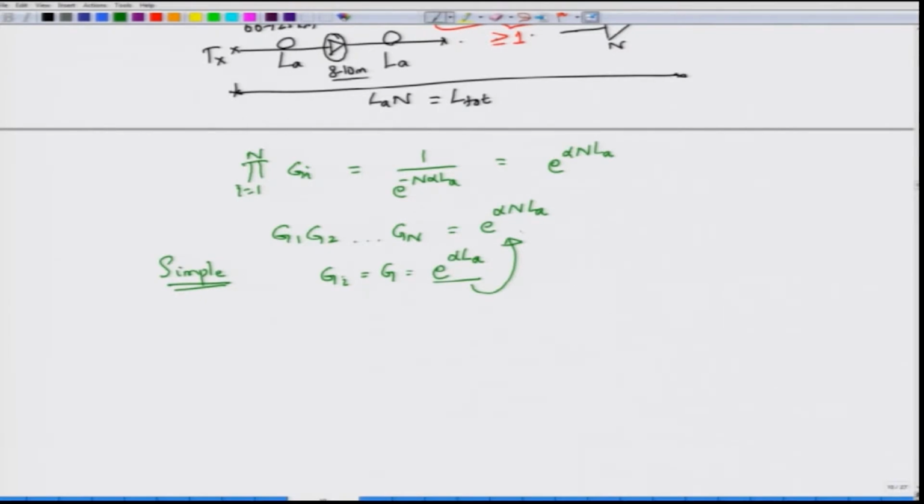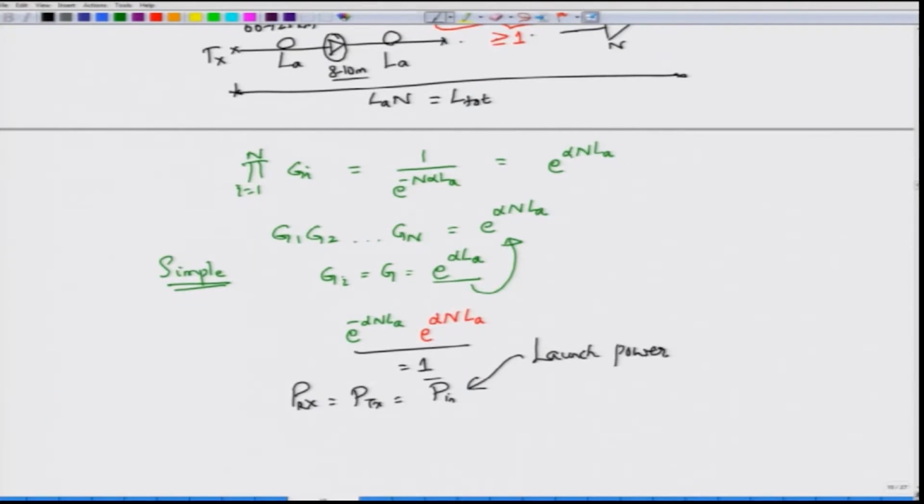So, if this is equal to that, then you have the total loss factor as e power minus alpha n into LA, whereas the total gain factor is exactly equal to e power alpha n LA, with a plus sign, of course, in the exponential argument. The product of these two will be equal to 1, correct, and the received power will then be equal to the transmit power, which is the mean power that you have launched.